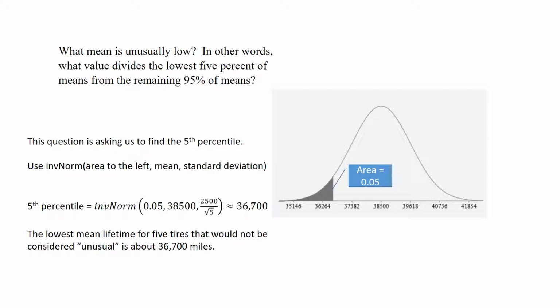Type that in and we get about 36,700. So that means the lowest mean lifetime for 5 tires that would not be considered unusual is about 36,700 miles.